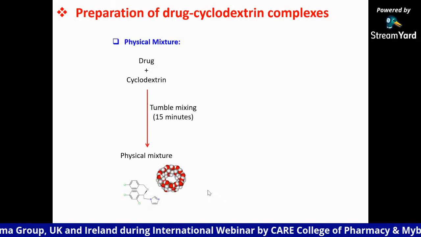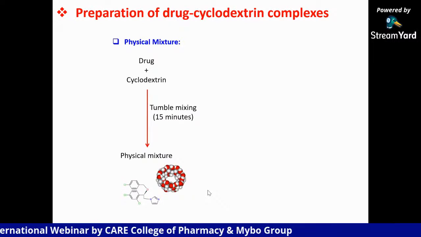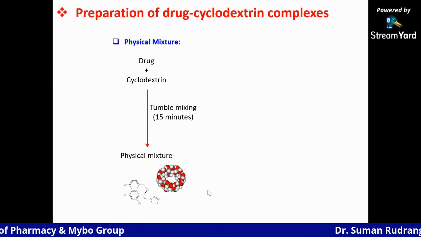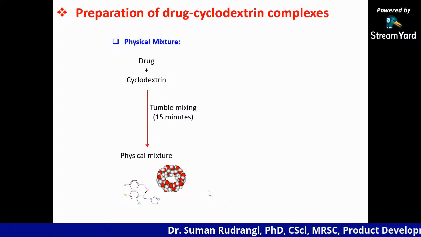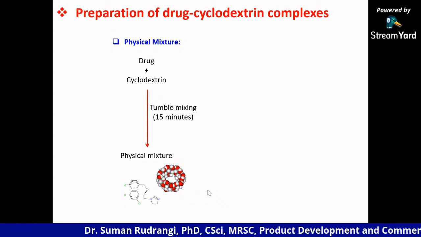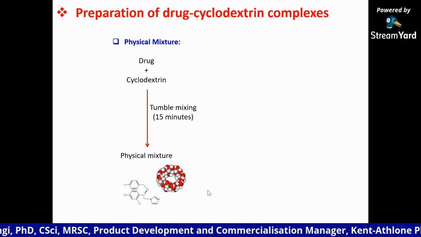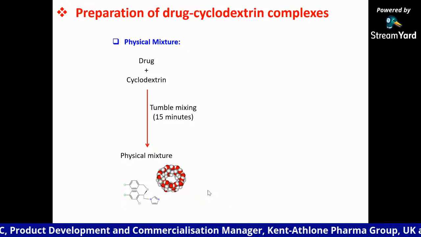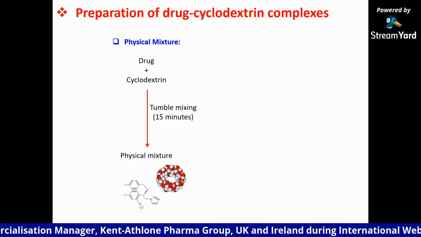We used different techniques, out of which the first one was physical blending or physical mixture, where the drug and cyclodextrin were mixed in a tumble mixer for 15 minutes. Just the drug and cyclodextrin added to the blender or tumble mixer and blended for 15 minutes. And that gives us the physical mixture. So we can just see the drug and cyclodextrin as a physical mixture.